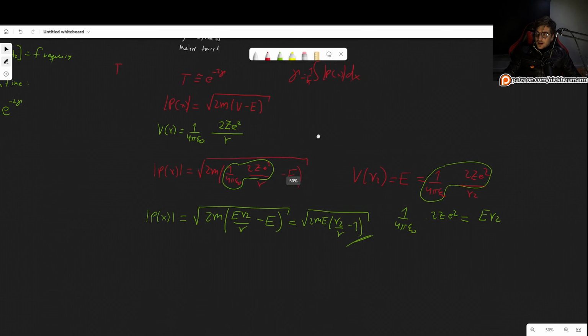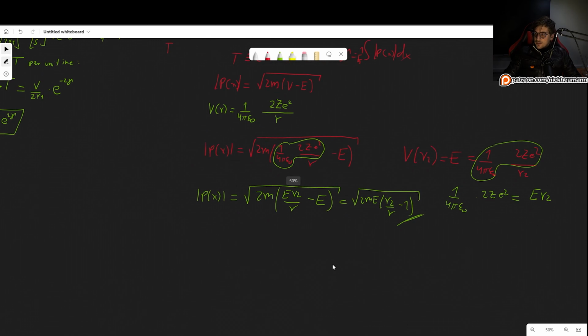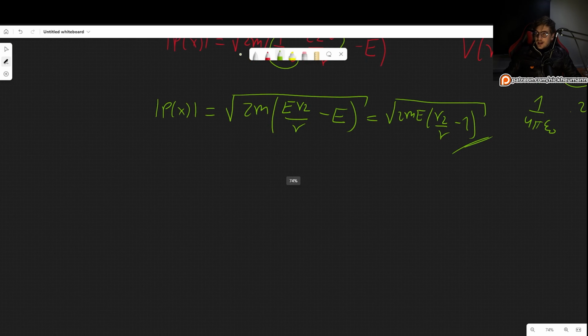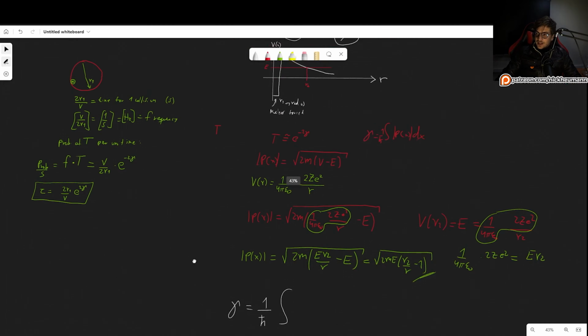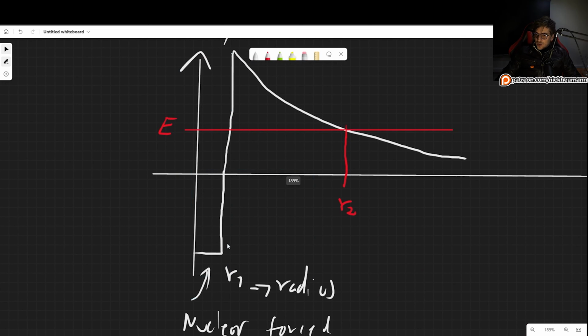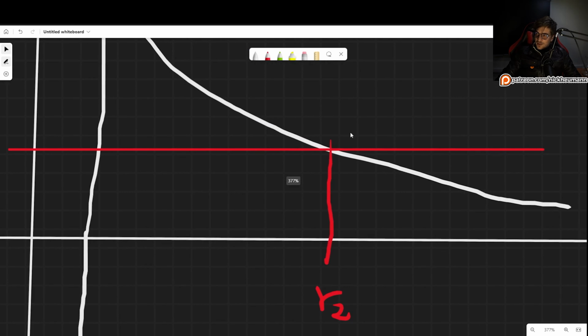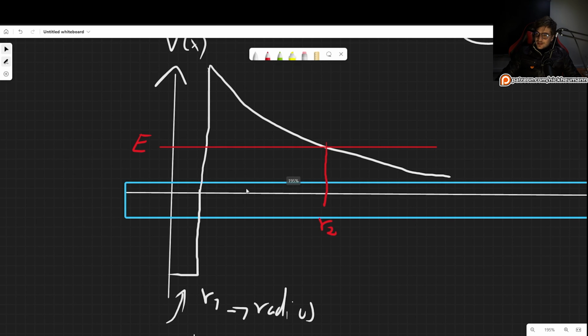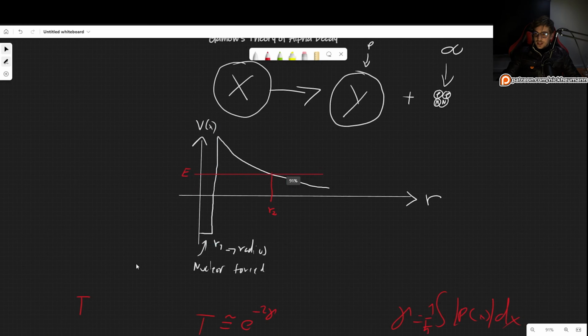So let's plug that into gamma, because what we need to find at the end of the day is gamma. Now, gamma is 1 over h bar, the integral. Now, what are the limits of the integral for this problem? Now, our potential ranges from r1 to r2, at least that is where we have this turning point. So that is the part that we are interested in. That is the part where the energy is greater than the potential.